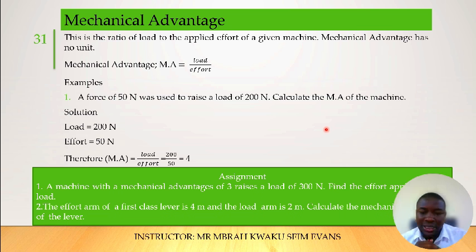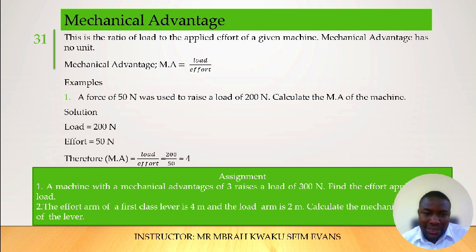That is the first question. And the second question is: the effort arm of a first class lever is 4 meters and the load arm is 2 meters. Calculate the mechanical advantage of the lever. So I will upload this exercise as a quiz on the e-learning platform. Then you do it and you submit it.